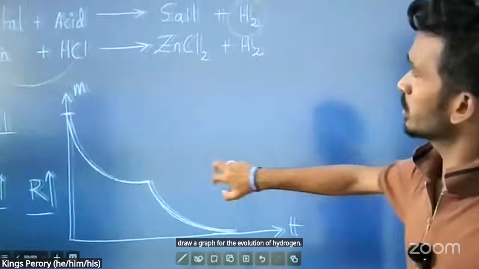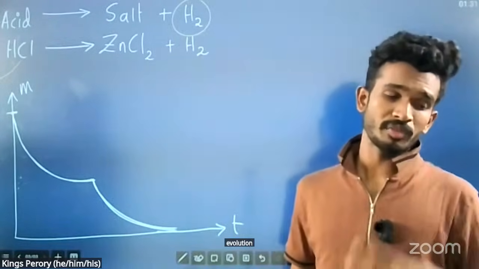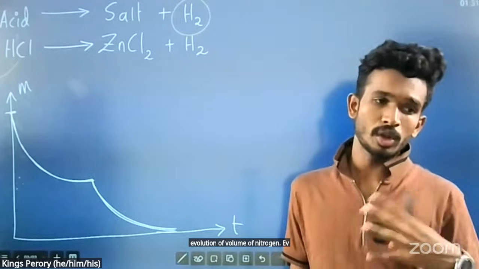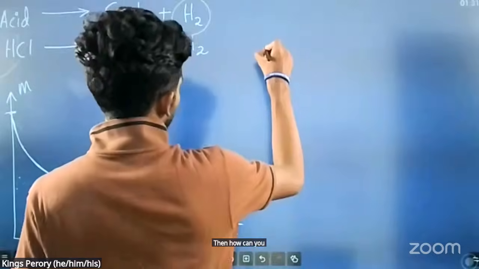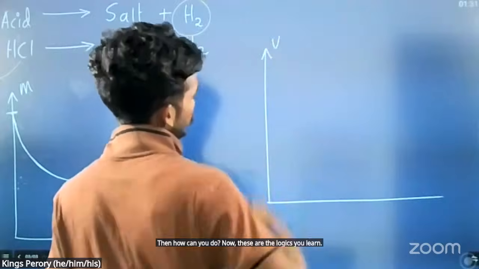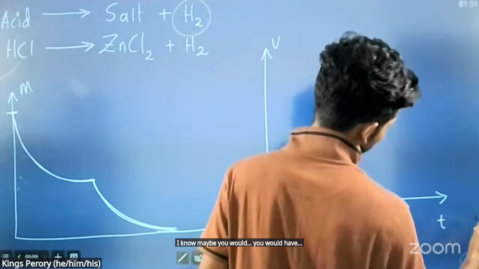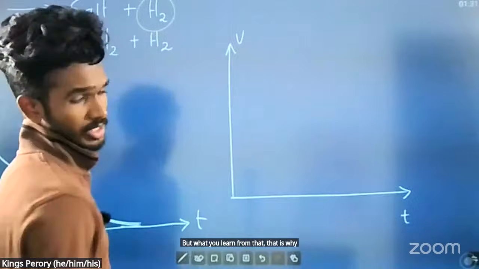They might ask you to draw a graph for the evolution of volume of hydrogen. Then how can you draw? Now these are the logics you learn. I know maybe you would have been able to do this question, but what you learn from this is what is important. That's what you call paper discussion.